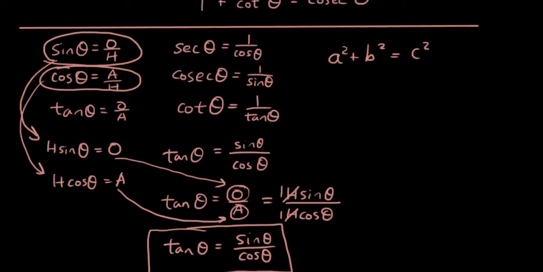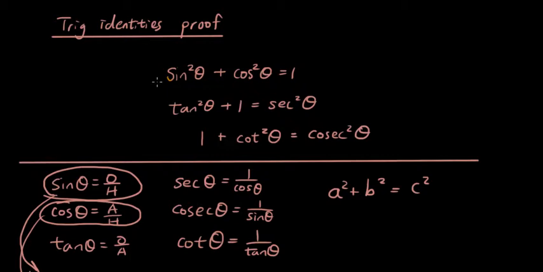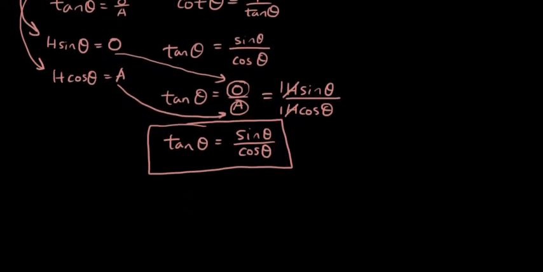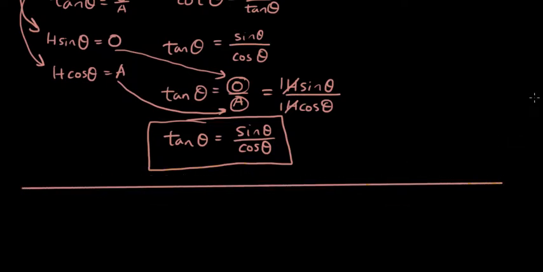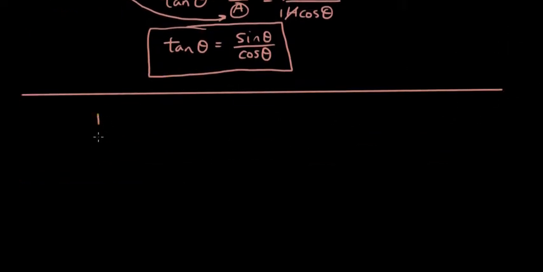Okay, now we can go ahead and try to prove the first one. Sine squared theta plus cos squared theta equals 1. So the first thing we do is we draw a right angle triangle. Right, draw a right angle triangle with A, B, and C. Now, C has to be the longest side. A and B can be whichever one, it doesn't matter.